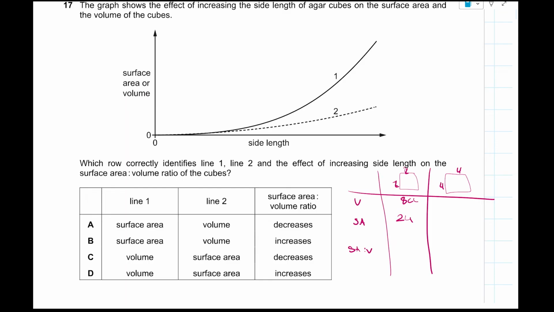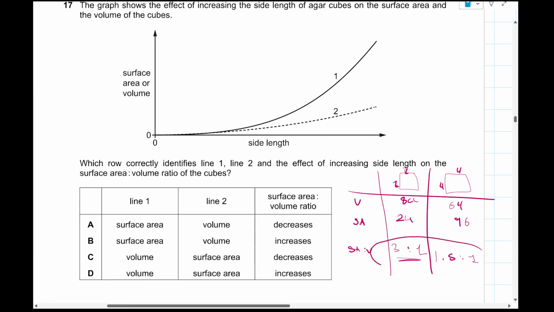And therefore, the surface area to volume ratio in this case is going to be 3:1. Now let's do the same thing for the second cube. The volume is going to be 4 times 4 times 4, which is 64. The surface area in this case is 4 times 4, then times 6, which is 96. Now here the surface area to volume ratio is going to be 96 divided by 64, so 1.5 to 1.